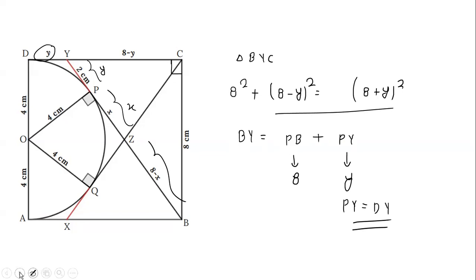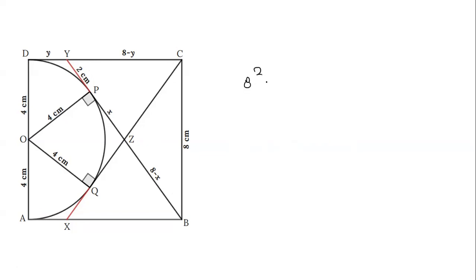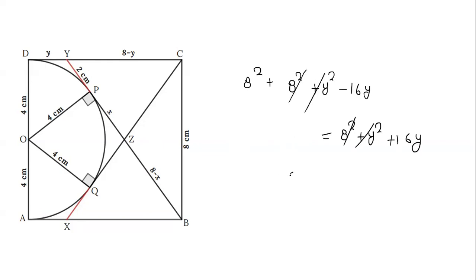Now you can open this. It will come as 8 square plus 8 square plus y square minus 16y is equal to 8 square plus y square plus 16y. So now this will cancel, and 32y is equal to 64. So y will come as 2 centimeter, that I write here. So this is 2 centimeter.